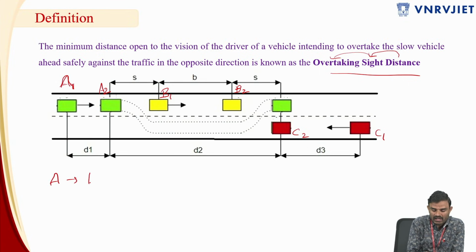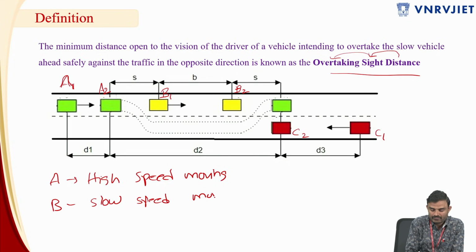Vehicle A is the high speed moving vehicle, and vehicle B is the slow speed moving vehicle. Vehicle C is the opposite vehicle. So this nomenclature is very, very important.